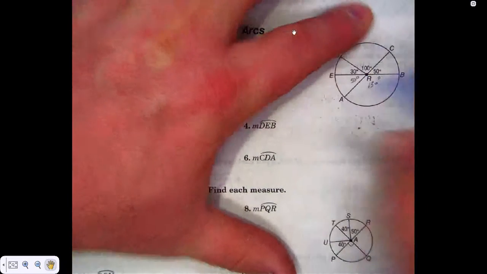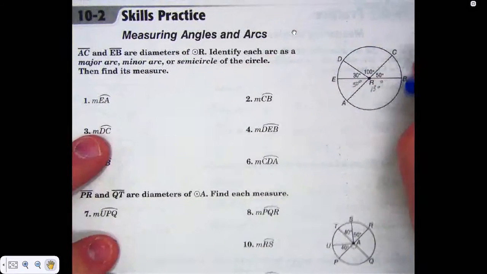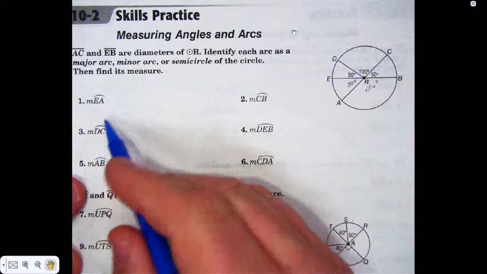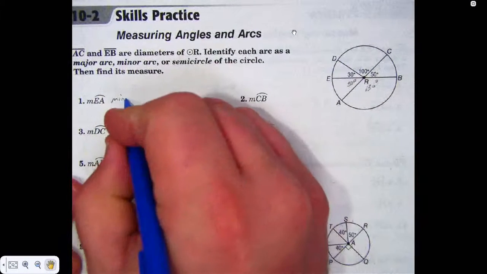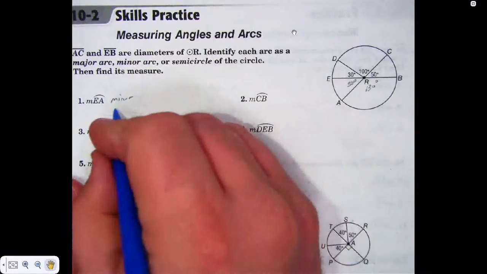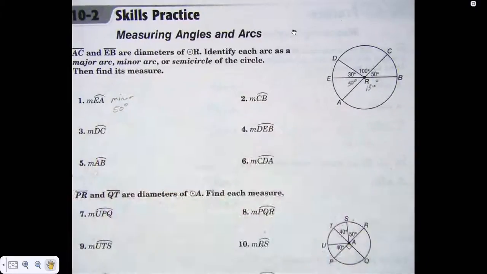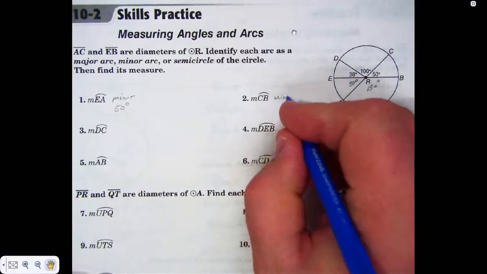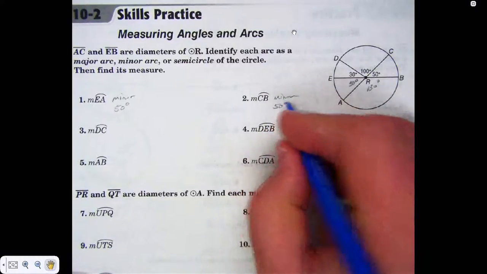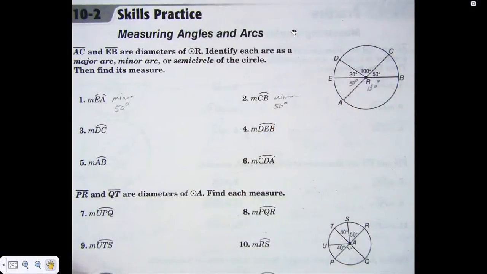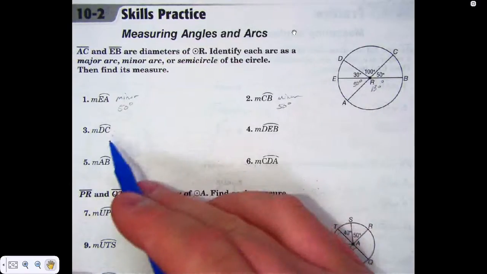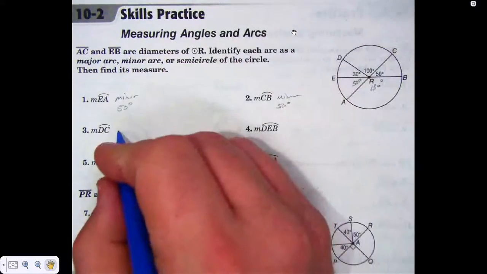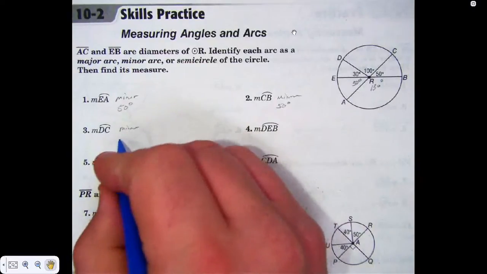So at this point, I ought to be able to find any of these over here, shouldn't I? Tell whether it's major or minor. First of all, E to A, major or minor? And what is it? Number 2, C to B, major or minor? And what is it? I like that 50-degree number today, don't I? I didn't even know it was going to be in this one. D to C. What's that, major or minor? What is it?